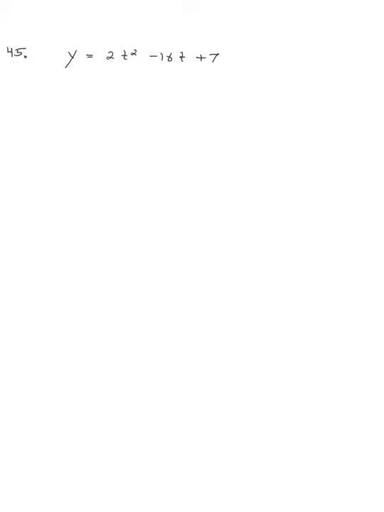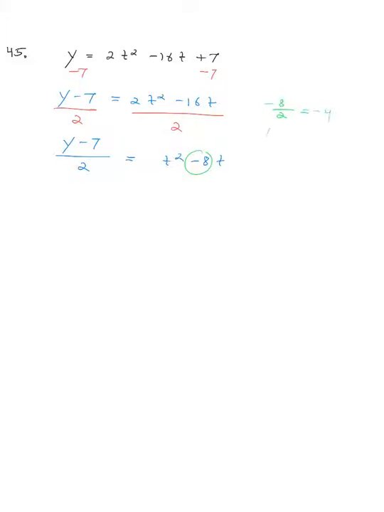Okay, so the variable here is t, but the idea is the same where I'm going to subtract 7 from both sides. So we get y minus 7 is equal to 2t squared minus 16t. I'll then divide both sides by 2. And we get y minus 7 over 2 is equal to t squared minus 8t. I can now look here to say, okay, I'm going to take half of this to get negative 4, and when I square negative 4, I get positive 16. Therefore, I am adding 16 to both sides of my equation. I get y minus 7 over 2 plus 16 is equal to, and this has got to be t minus 4 squared.